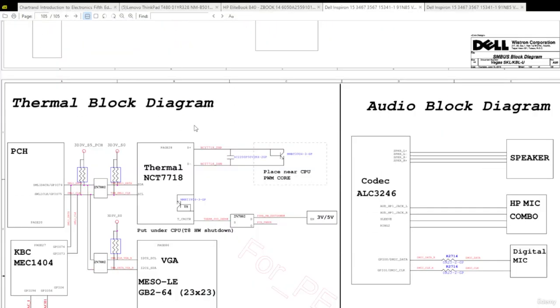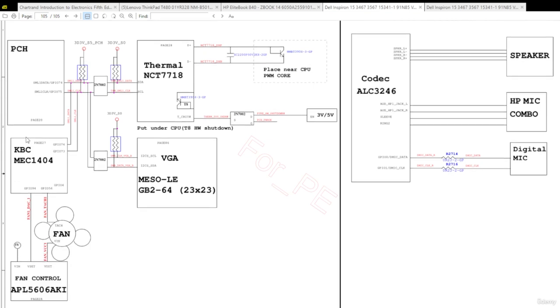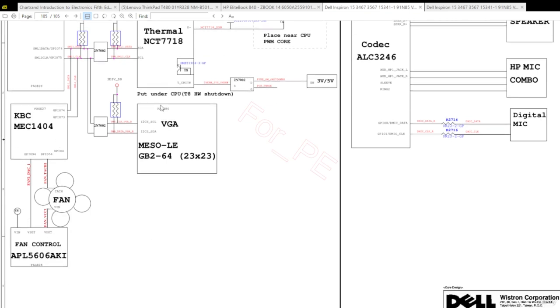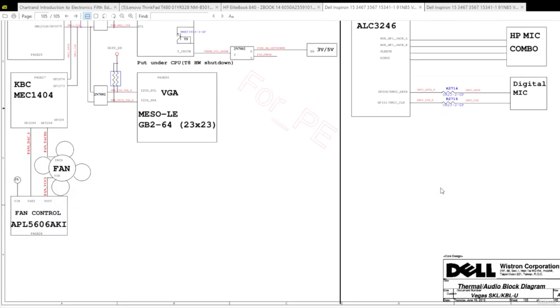Then here we have the thermal block diagram. This is for the temperature, how the laptop gets to know the temperature on the graphics card, the chipset or the processor, and the KBC, the EC and the fan, how all this communication works. And lastly here we have the audio, how sound is made on the motherboard. So this makes the last page on the pages of the schematics.